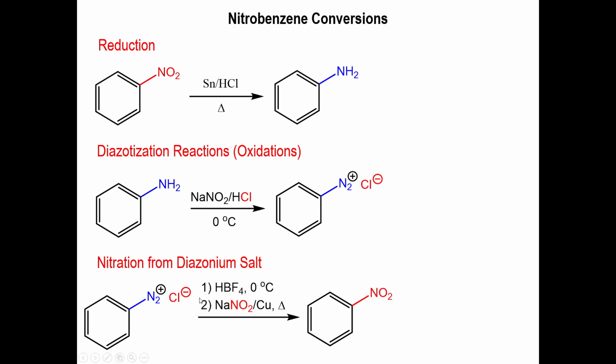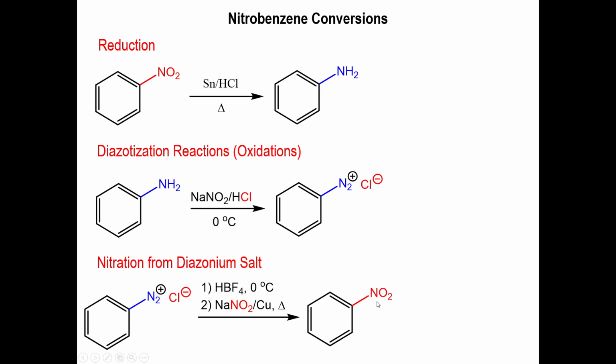And just to give you another example to complete the series right here, you can go from the diazonium back to the nitro group upon treating the diazonium salt with the conjugate acid of tetrafluoroborate, so tetrafluoroboric acid, and sodium nitrite at low temperature in the presence of copper. So this completes the whole picture. And although at first you might be thinking, what's the point of doing all of this if you're just going to go back to the nitro group?